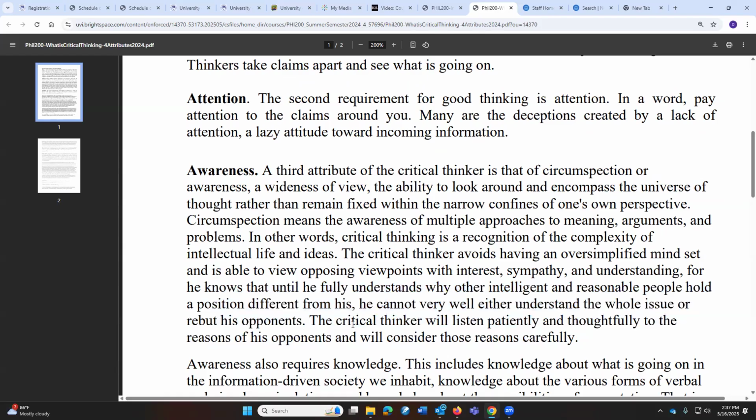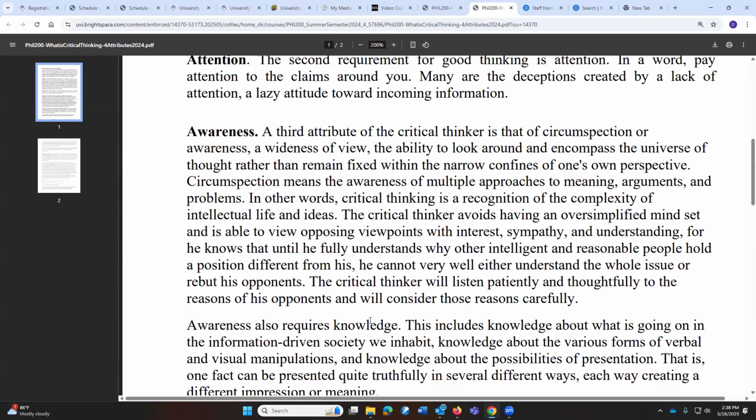How can I tell somebody that their point of view is not correct or not the most helpful if I don't really understand it? I have to understand it first. In order to understand it, I have to know it fully. I have to use circumspection, my awareness, to really see all the sides of the issues.